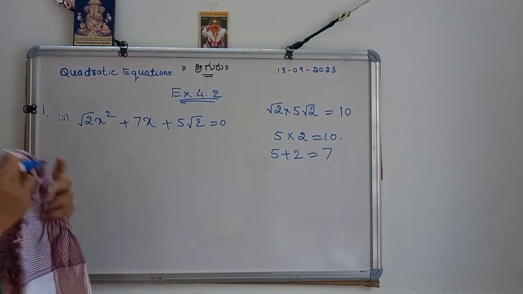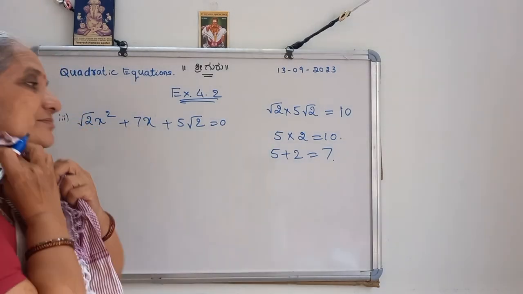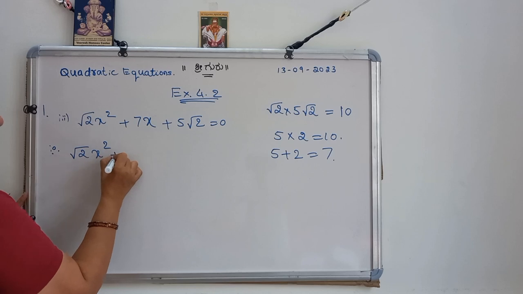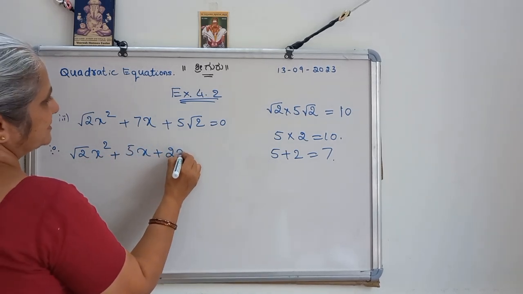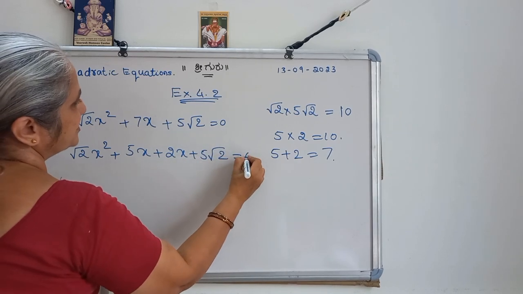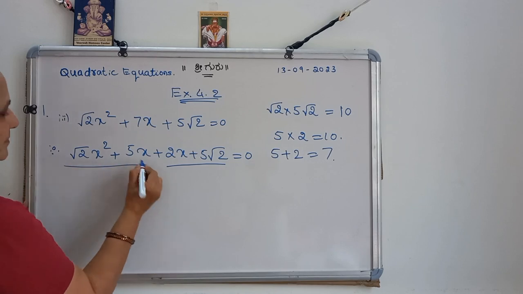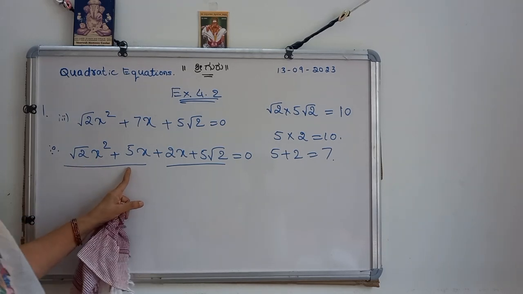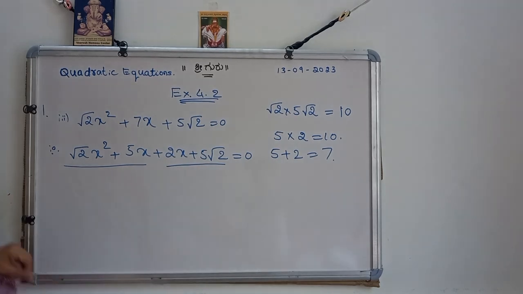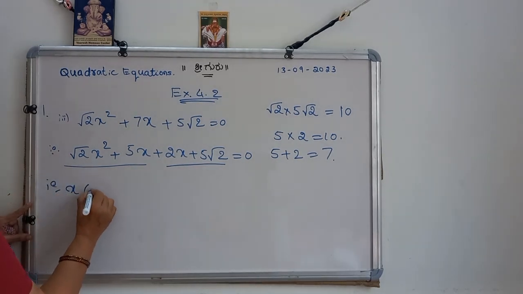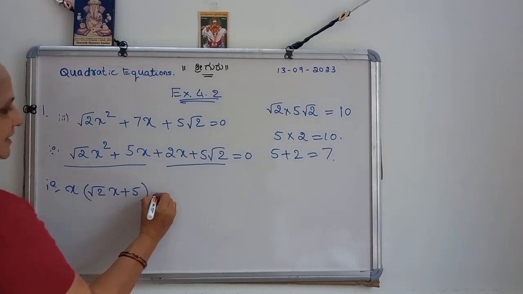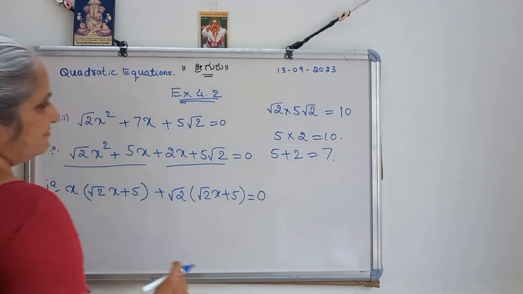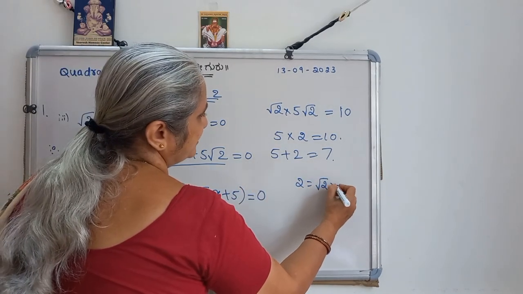Now split the middle term. That is root 2x square plus 5x plus 2x plus 5 root 2 is equal to 0. अभी इन दोनों को ग्रुप करने से हमें क्या मिलता है? x into bracket root 2x plus 5, then plus root 2 into bracket root 2x plus 5 is equal to 0. Why? 2 is equal to root 2 into root 2.